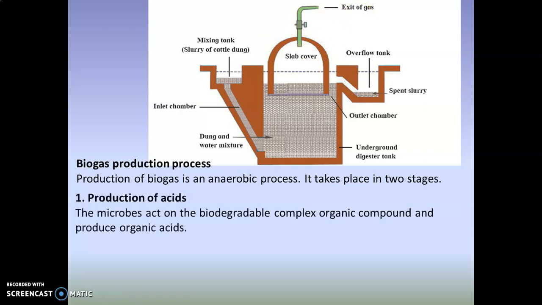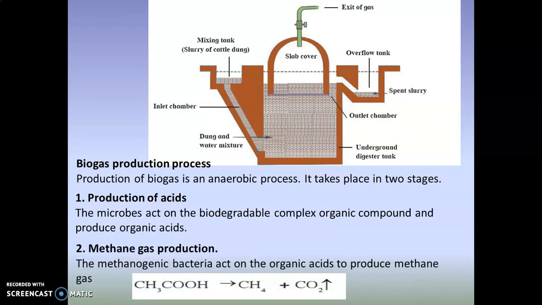So the first process is production of acids. The microbes act on the biodegradable complex organic compounds and produce organic acids. And then methane gas production. The methanogenic bacteria act on the organic acids to produce the methane gas. So in this digester tank, the microorganisms first act on the biodegradable compound that we are putting in from here, and it produces organic acids. And then the second step is the actual production of methane gas. The methanogenic bacteria are a special type of bacteria which act on the organic acid and produce methane gas.